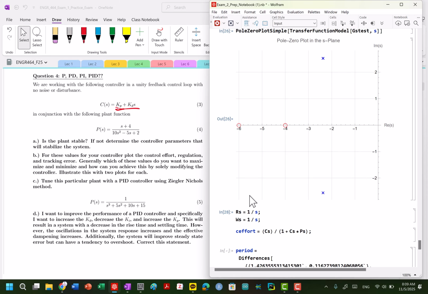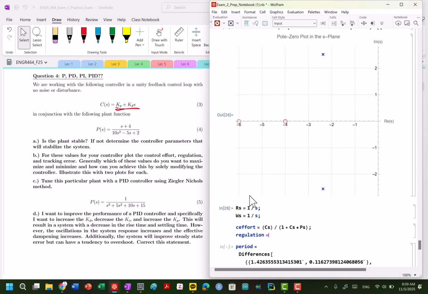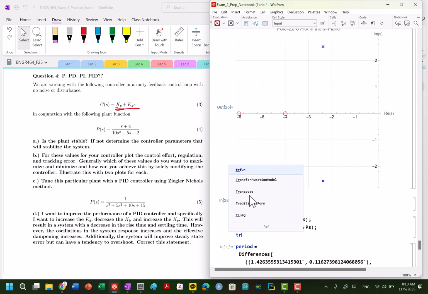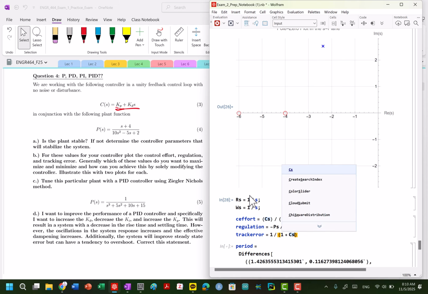We need regulation. So regulation is going to be equal to, and then tracking error, E over W. So that's going to be minus PS divided by 1 plus CS times PS, or disturbance rejection. And then we can do tracking error, which is going to be error over R, which is going to be 1 divided by 1 plus CS times PS. Excellent. So we've got all those values. And actually, now we can plot all of them.